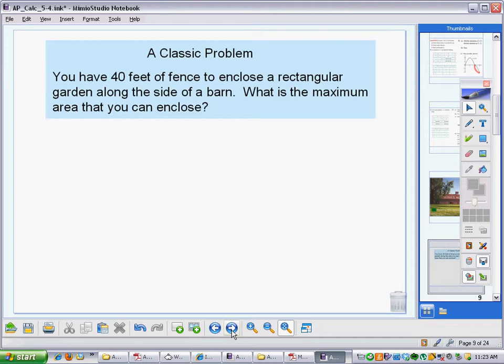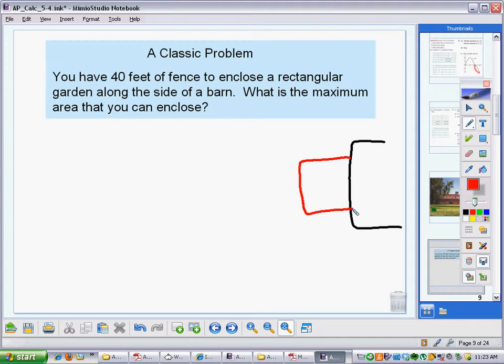So you have 40 feet to enclose a fence around a rectangular garden along the side of a barn. What is the maximum area you can enclose? I'm going to start a problem like this by just drawing a picture. Please always draw a picture to give you an idea of what's happening. Here is my barn. Now on the side of the barn, I need to make a fence. It's a rectangular fence, so I'll change colors and put the fence in red. Now I don't need to fence the barn side. I just need to fence the other pieces.